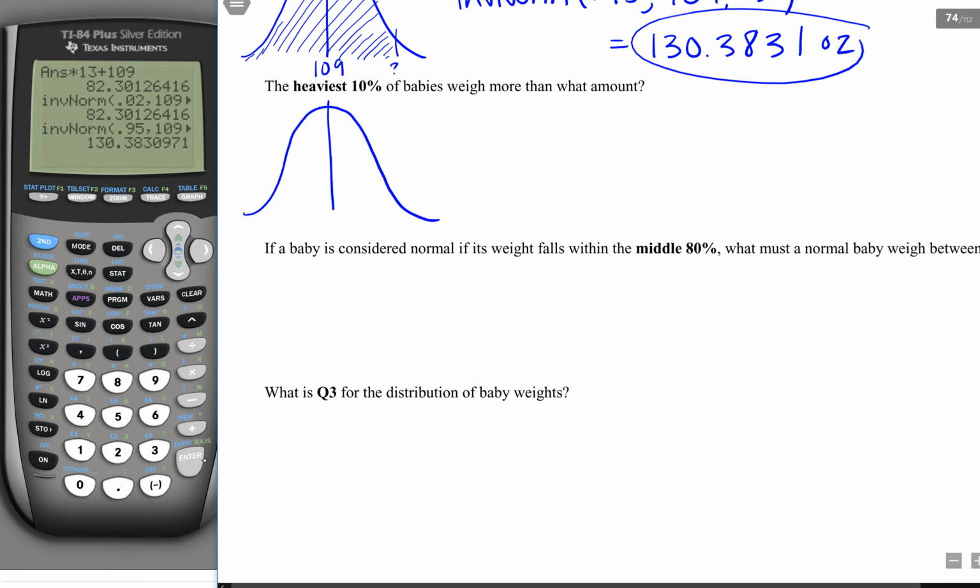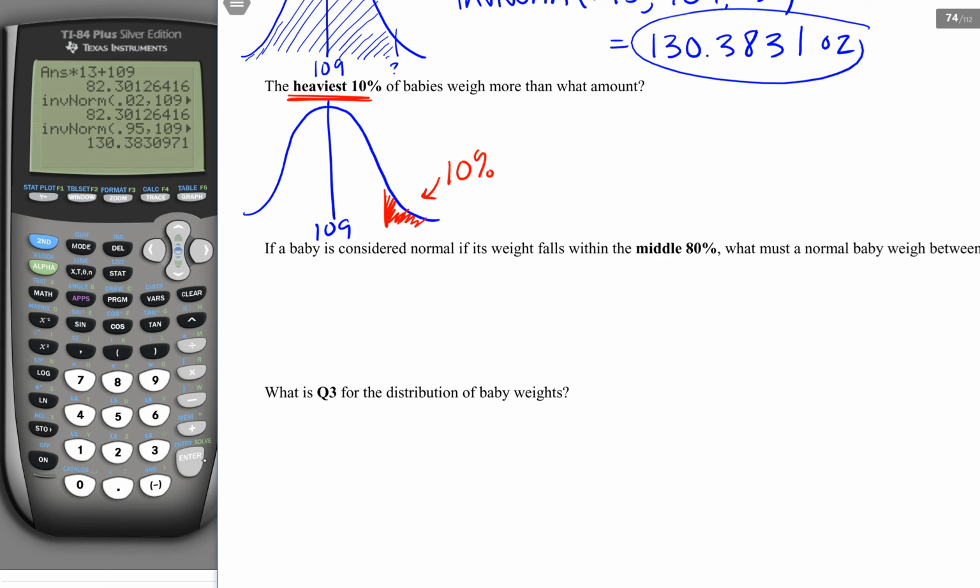The next question asks us about the heaviest 10%. So these are also fat chubby babies. That 10% heaviest is a key word telling me that I am shading on the right side of the table, or right side of the curve. So we really have to pay attention to keywords and what they mean, especially within the context of a question. Since we're here, we know we need a weight that's bigger than 109.